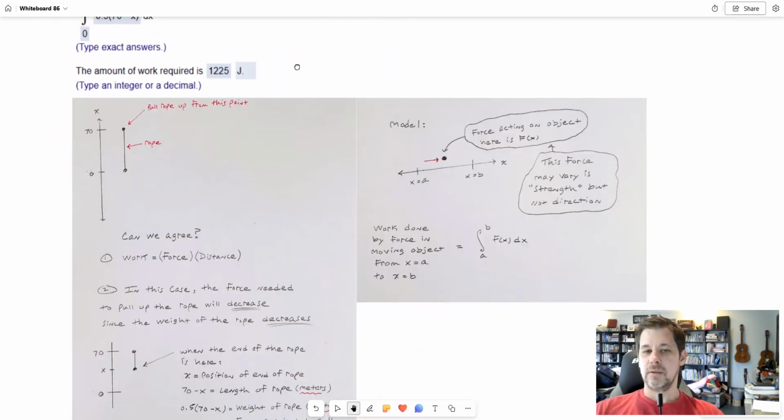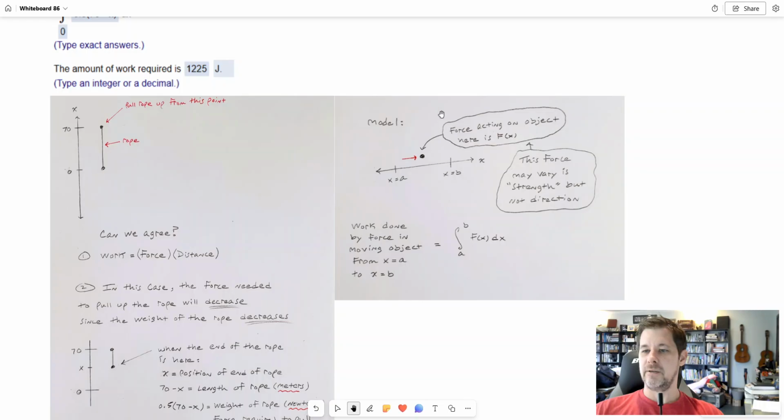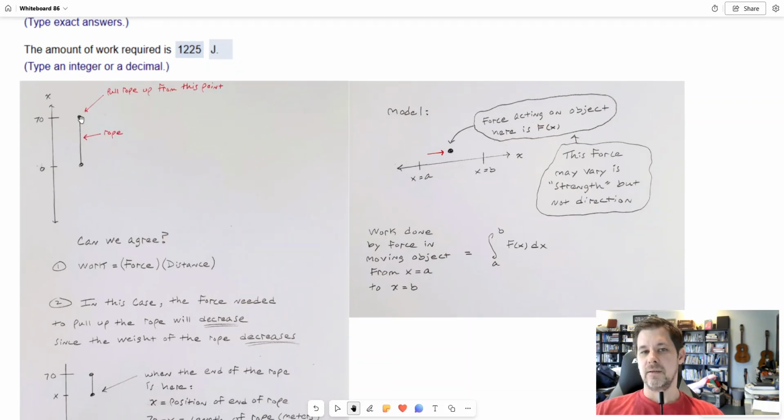So I think about our general model for this, and then I think about how I can envision this problem in that context. There's some point where we pull the rope up from, and then the rope extends below for a length of 70 meters. And I imposed a coordinate system. I put what I'm calling the x-axis next to it, and I have measurements accordingly.